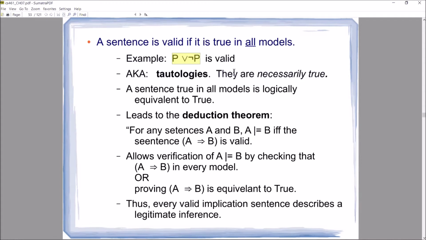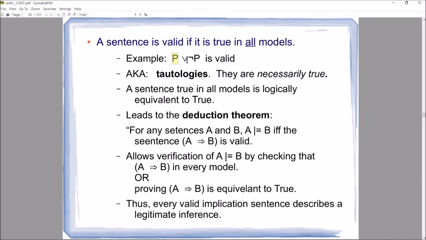P or not P, that's universally true no matter what. In any model, any world, anywhere. Because if P is true, then the whole thing is true, right? Because you only need one of these sentences to be true for the entire disjunction to be true. Okay, so if P is true, then the whole thing's true.